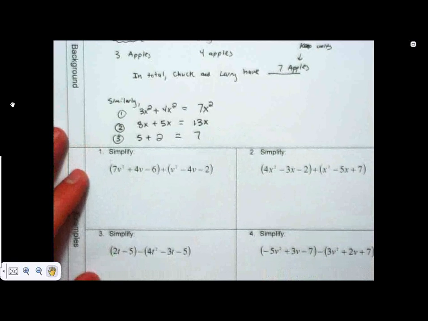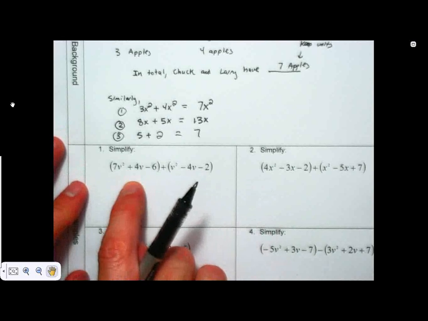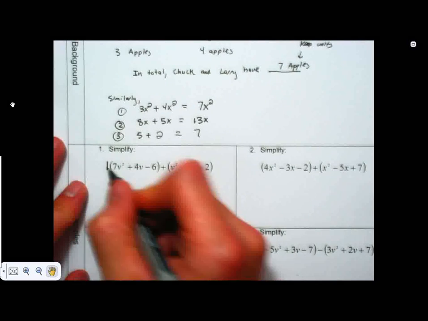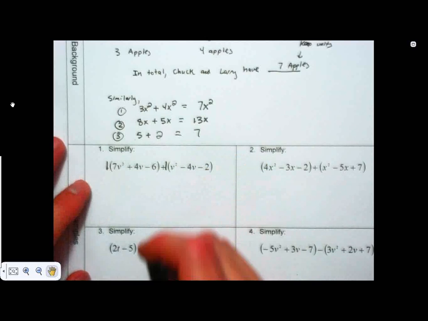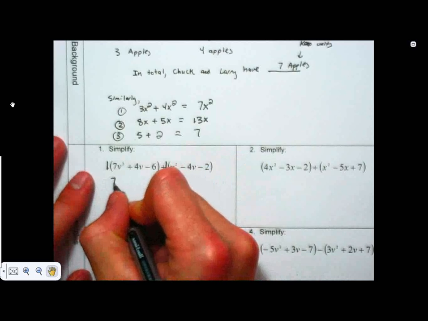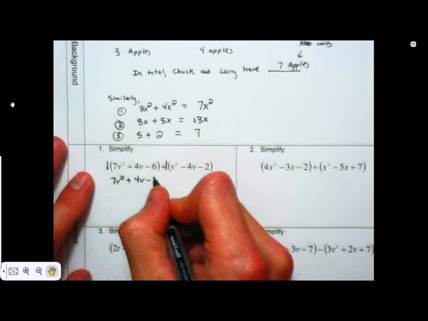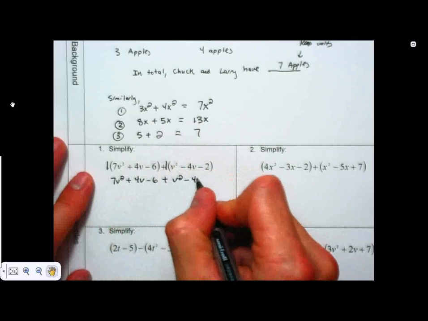Alright, let's take a look at how we might do a problem like number 1. So number 1, we're supposed to be adding these 2 polynomials together. So the first step in doing that is, there's a number in front of each group, and that number isn't written, but it's really a 1. So if I distribute the 1 through, nothing changes in either group, but we don't have those parentheses anymore.